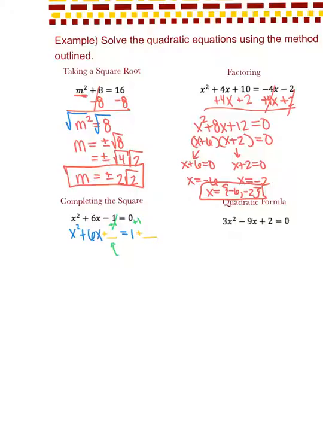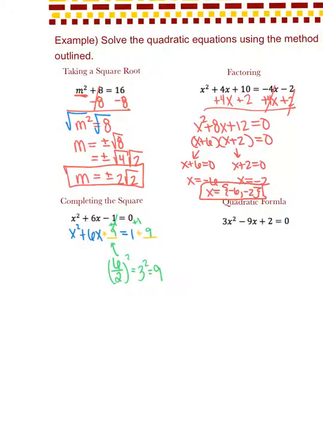So if I take the b value, this is only going to work if the a value is 1, which it is. So I'm going to take the b value, which is 6. I'm going to divide that by 2 and square it. So 6 divided by 2 is 3, and 3 squared is 9. So that's going to be my magic number that I'm going to add to both sides.